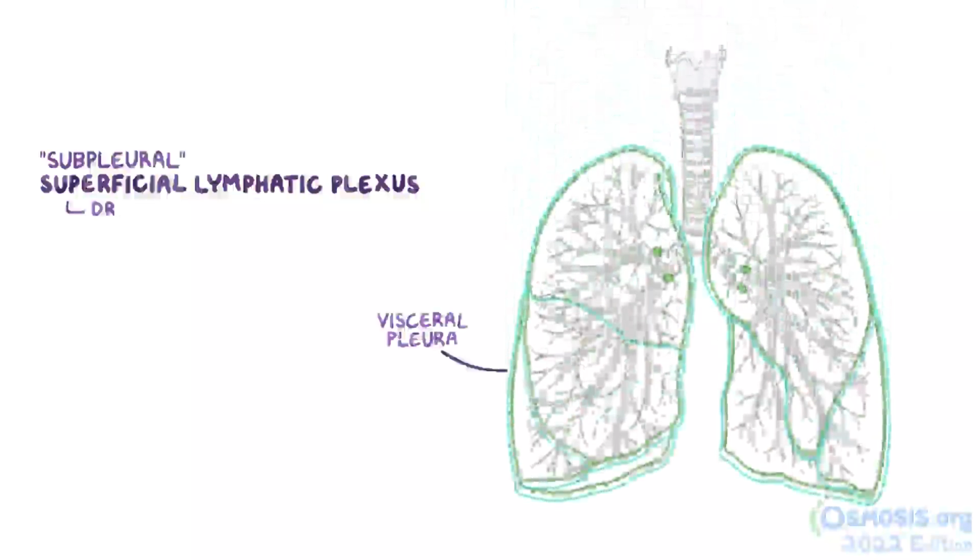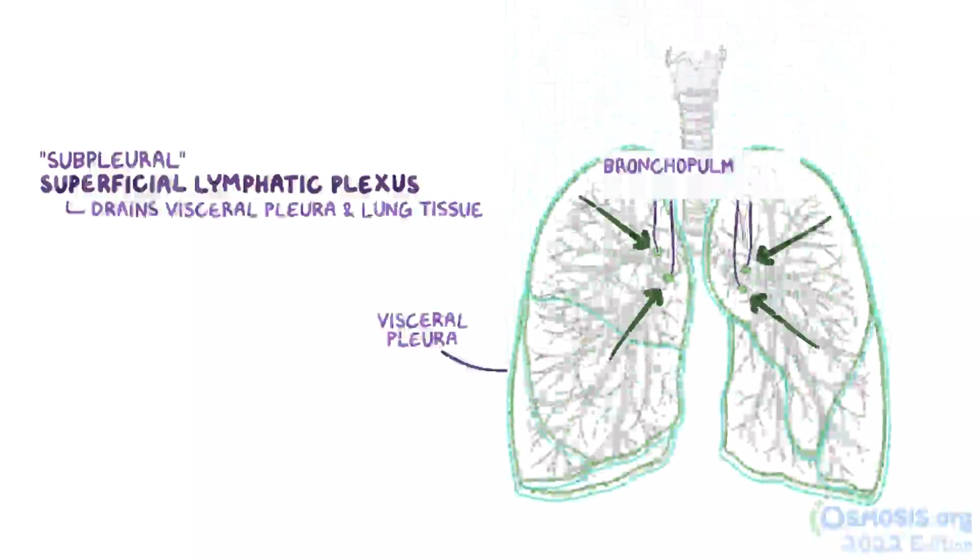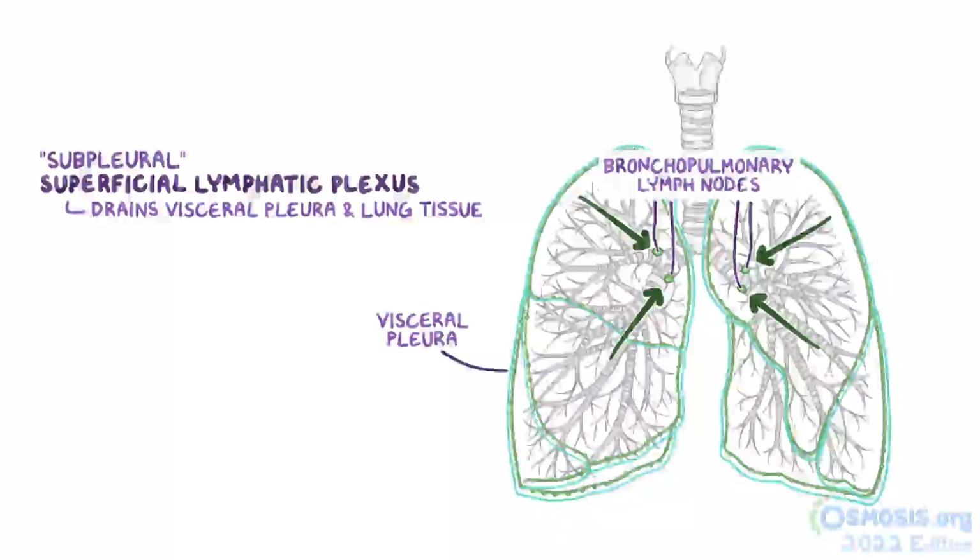While we're at it, let's not forget about the lymphatics of the lungs. First, there are two lymphatic plexuses, a superficial and a deep one, which communicate freely. The superficial or subpleural plexus lies deep to the visceral pleura and drains the visceral pleura and lung tissue. Lymphatic vessels from this plexus drain into the bronchopulmonary or hilar lymph nodes located in the region of the lung hilum.